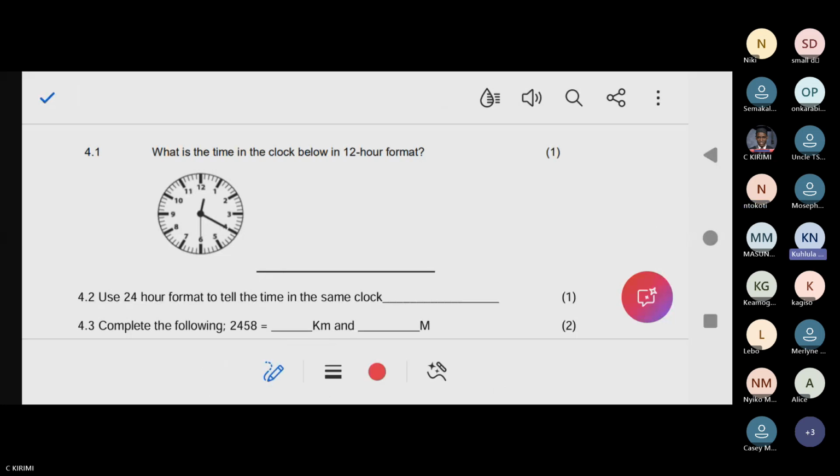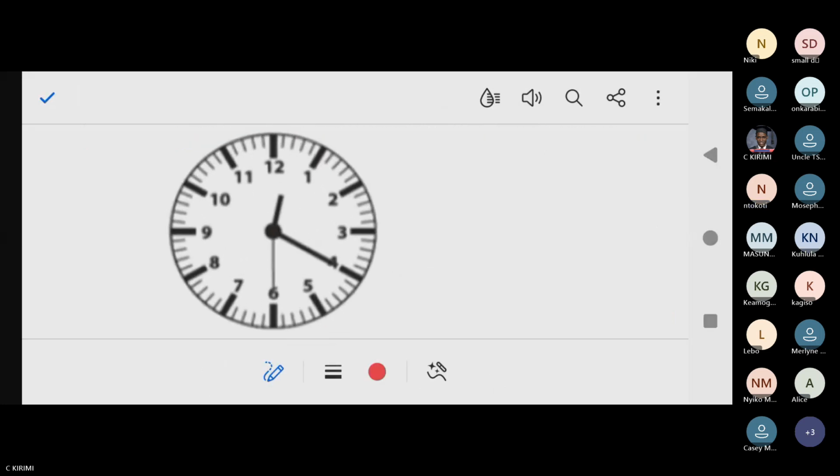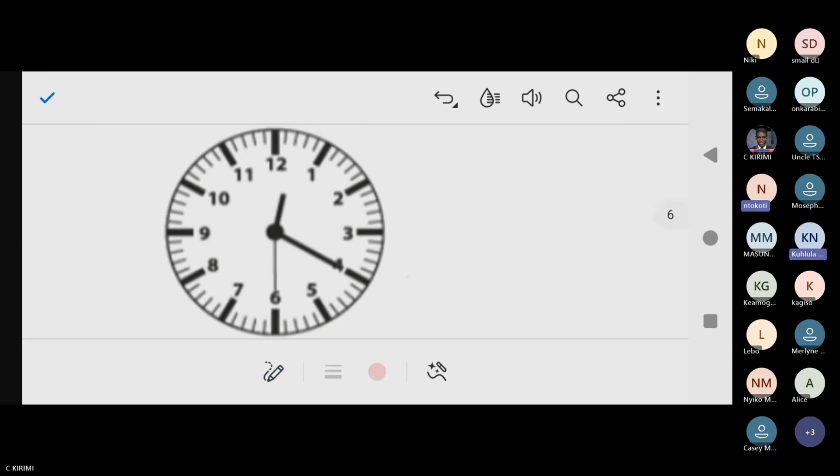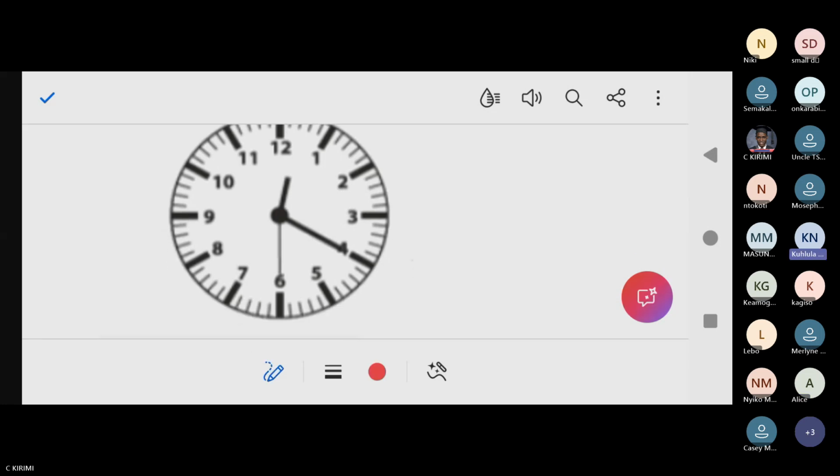Can you see properly? Yes. So in 24-hour format, you can write it as 12 colon 20, then 30, which means 30 seconds have passed. Then 20 minutes have passed, and it's after 12. So this will be 12 noon, 20 minutes and 30 seconds past 12 noon.